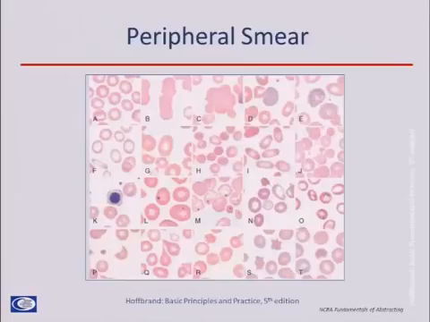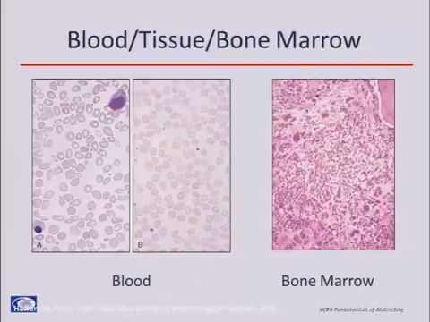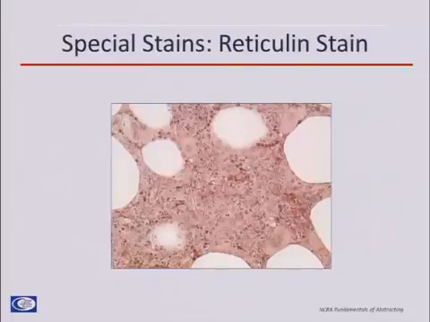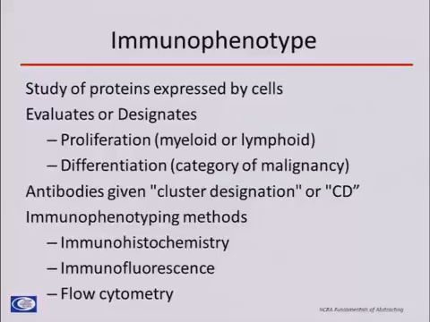So this is what a peripheral smear looks like. Blood, tissue, bone marrow, special stains. This is a reticulin stain. And then immunophenotyping is where we are trying to determine what the cell line derivation is and what's proliferating and where it's differentiated. So at what point in that hematopoiesis diagram is the abnormality taking place? Okay? And again, is it too much or too few?